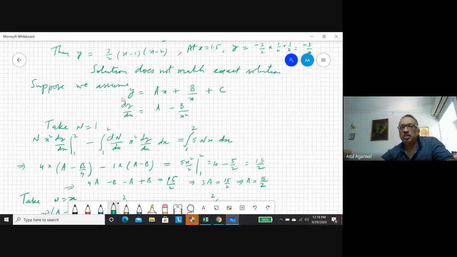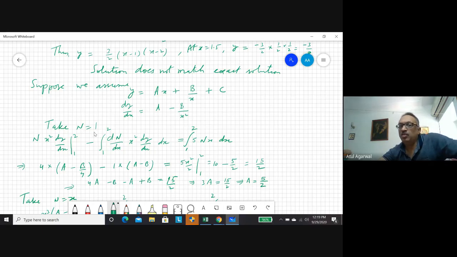Suppose we assume solution as this. You know, this was our analytical solution. Analytical solution has terms like x and 1 by x. Now we are choosing this as our solution to satisfy this differential equation and boundary conditions. Now we have three unknowns, a, b, and c. So these three unknowns we will find using three different weighting functions. We'll take n is equal to 1, we'll take n is equal to x, we'll take n is equal to x square. So what is our derivative from this? A minus b by x square.